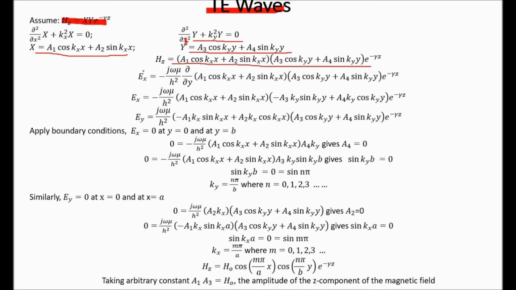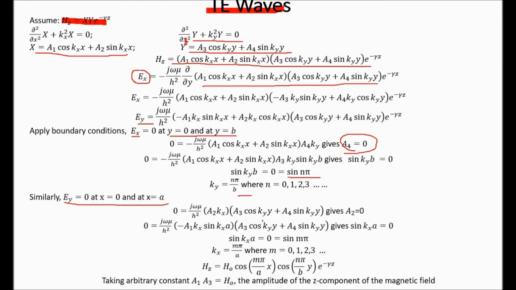Then the solution for Hz will be this one shown here, but in order to apply boundary conditions we need the electric field expressions. So we find the electric field expressions Ex and Ey from Hz using the Maxwell's equations we derived before. Now at the boundary Ex will be 0 at y equal to 0 and at y equal to b. That gives us A4 equal to 0, and also sin(kyb) equal to sin(nπ), that gives us ky equal to nπ over b.